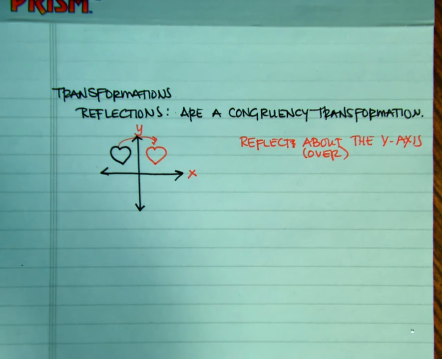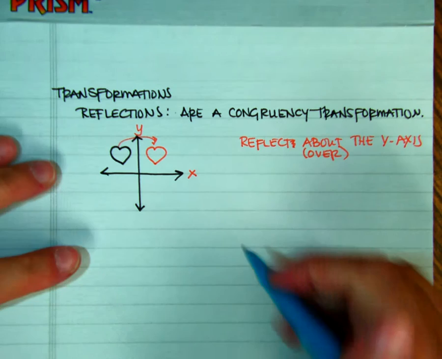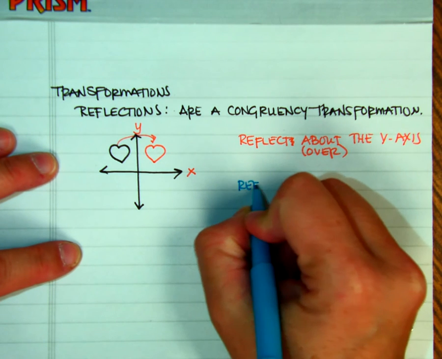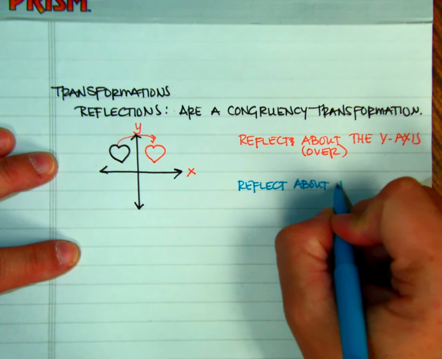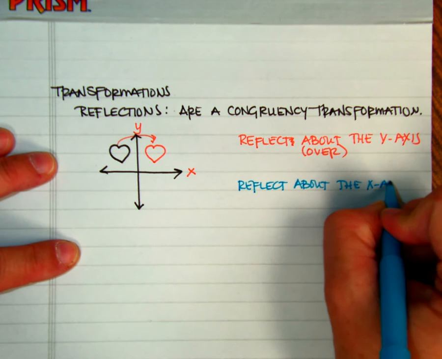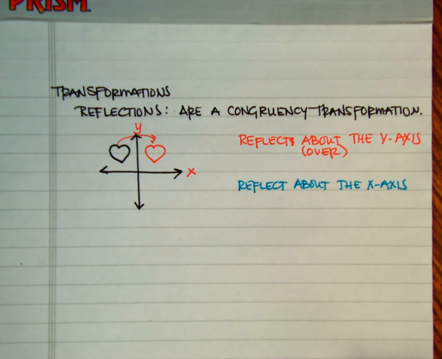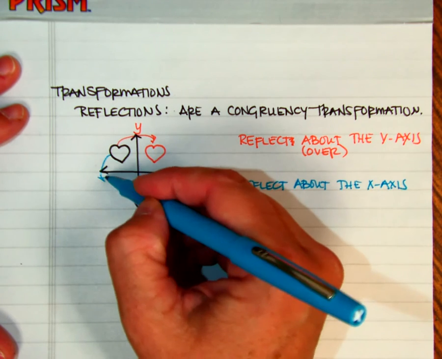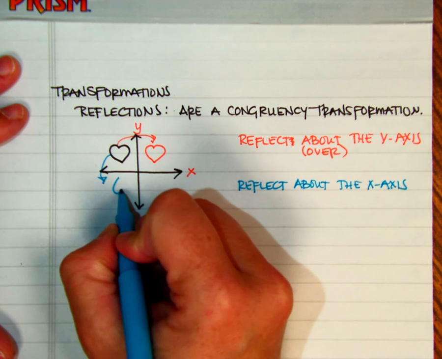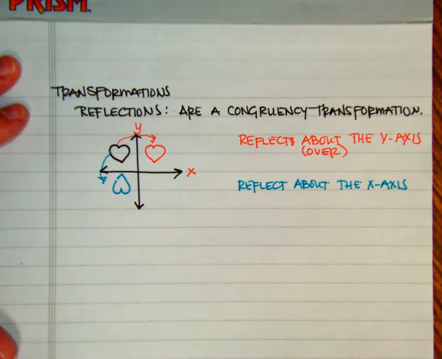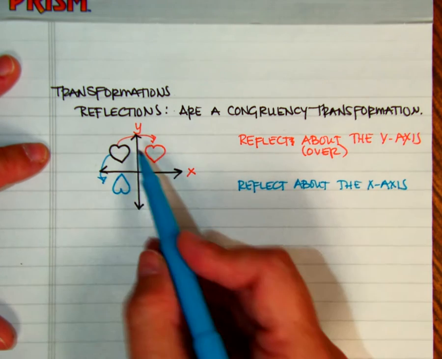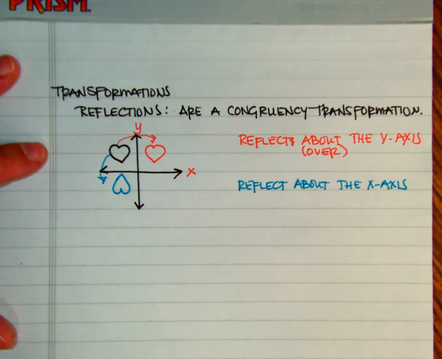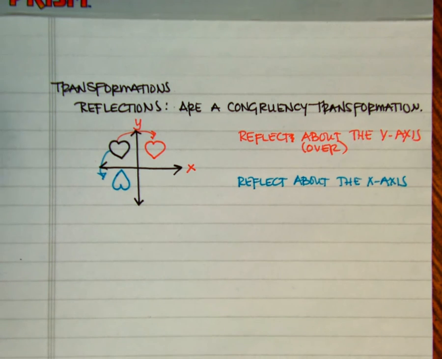I have the same image. I'm going to use a different color so you can see. I have the same image, but I reflect about the x-axis. That means I'm taking my figure and I'm flipping it over my x-axis. So I'm going to be going over this way. Let's see how I can do a heart upside down. Okay, so this would be the pre-image, and then depending on which reflection we're doing, you'd be going and creating the image.